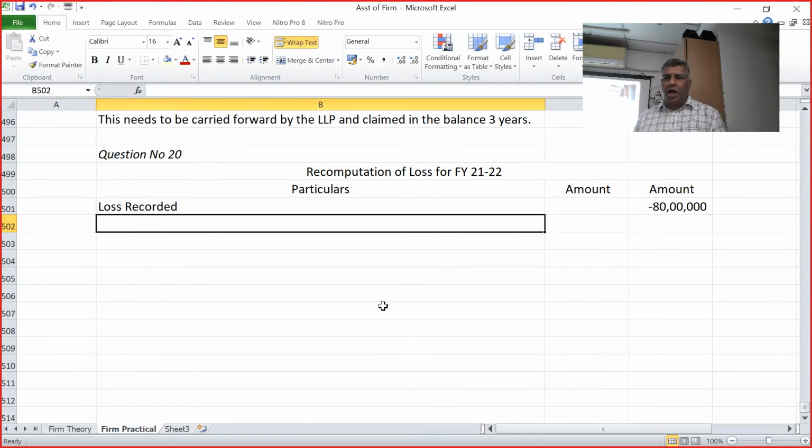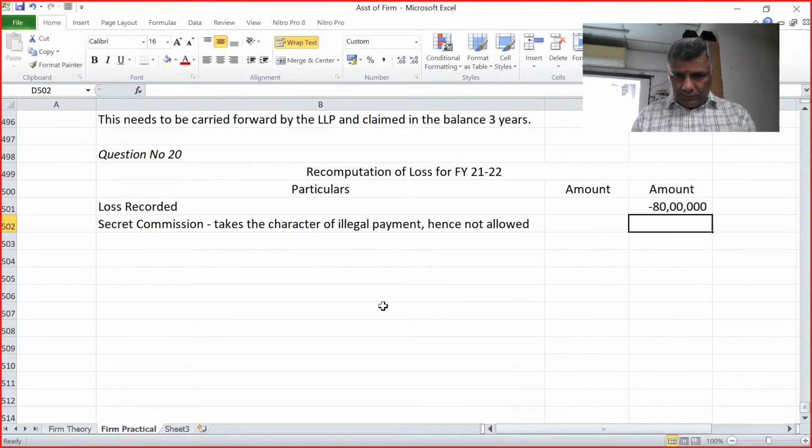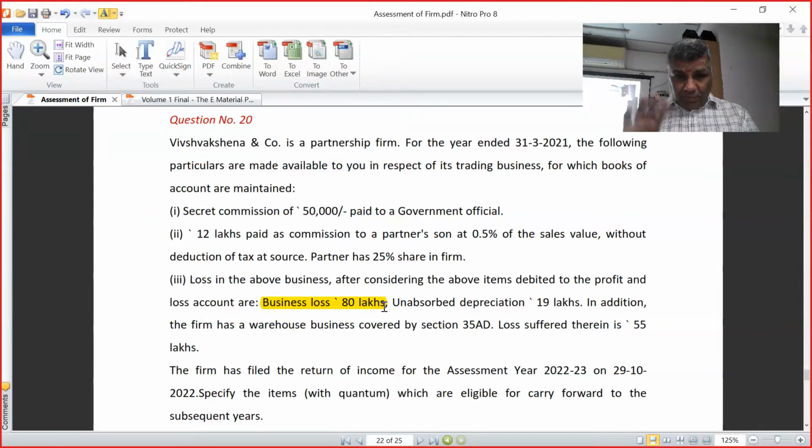Is secret commission allowed as an expenditure? Disallowed. Secret commission takes the character of illegal payment. Yeah, bribe. Yeah, right, you're right. Hence, not allowed. Here they have given another item: secret commission paid to government official. 12 lakhs paid as commission to partner's son, being 0.5% of sales value, without deducting tax at source. Two provisions. First, 40A(2). They have not given the fair market value, so it is assumed that it is within fair market value. Then TDS default, 30% disallowed.